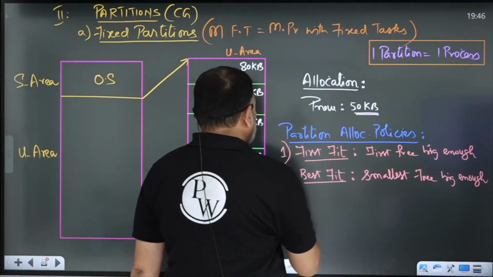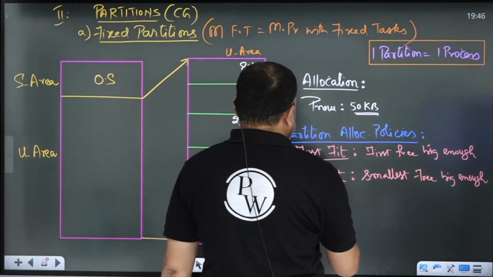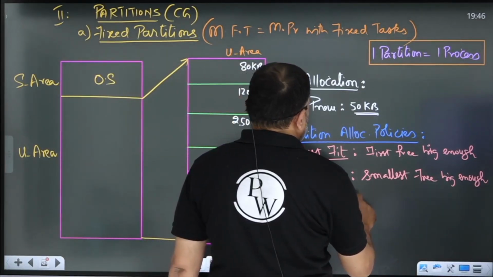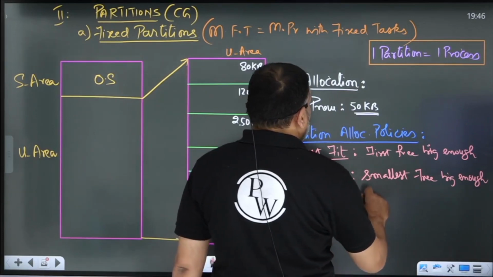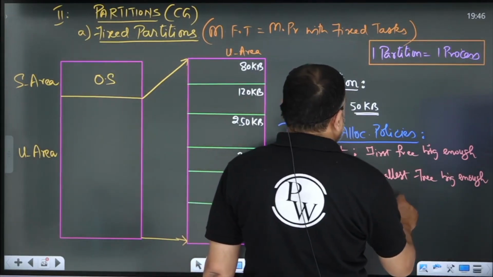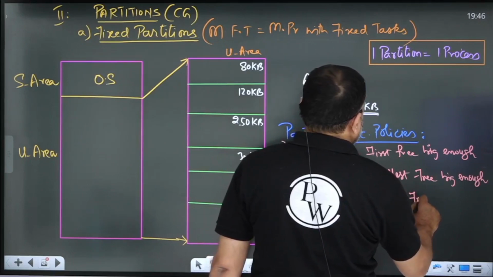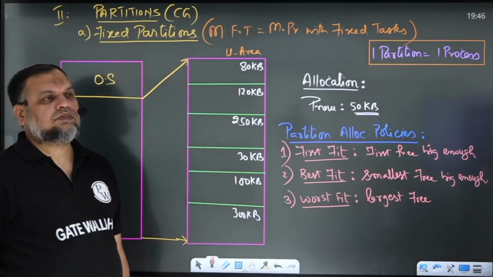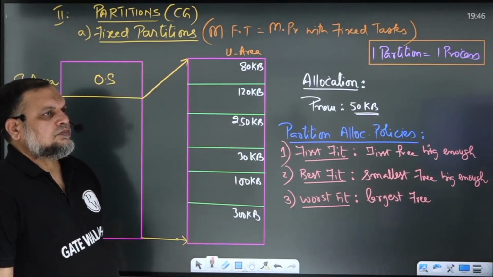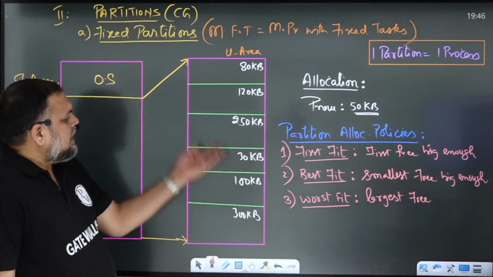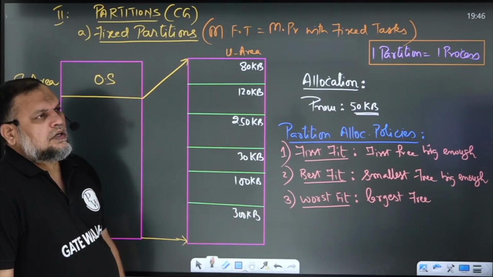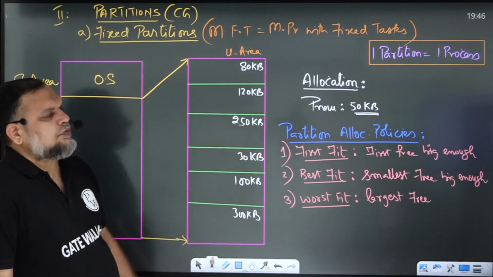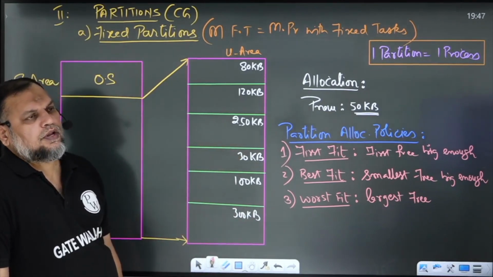Next is worst fit. Worst fit: largest free big enough. Out of all, the largest. Largest. That is worst. Like 50 KB, if all are free, it will go into 300 KB. If 300 KB is in use, it will go to 250 KB. Largest free is worst fit.